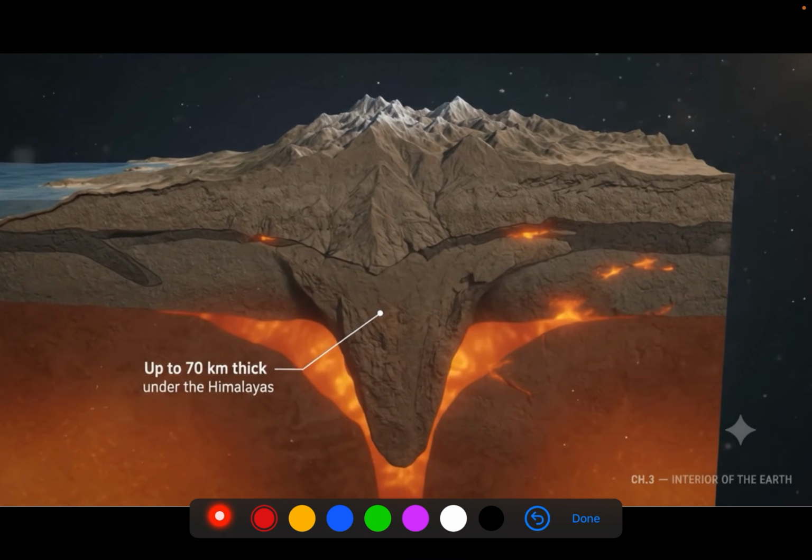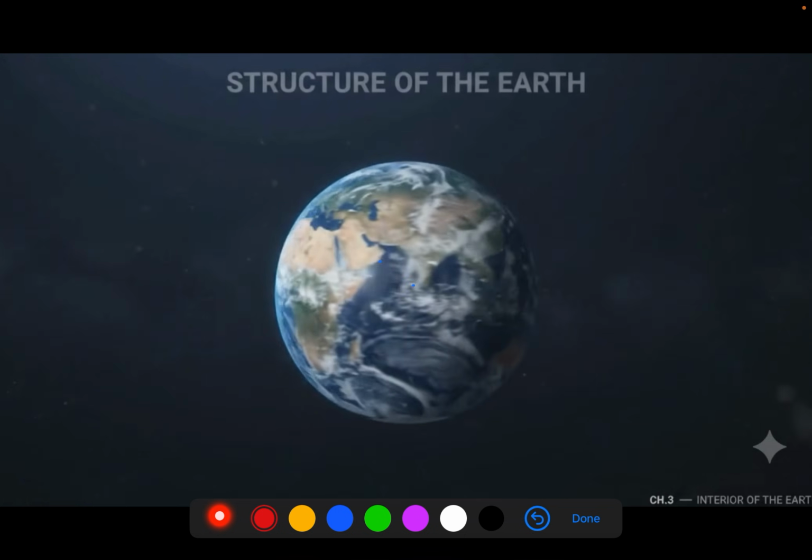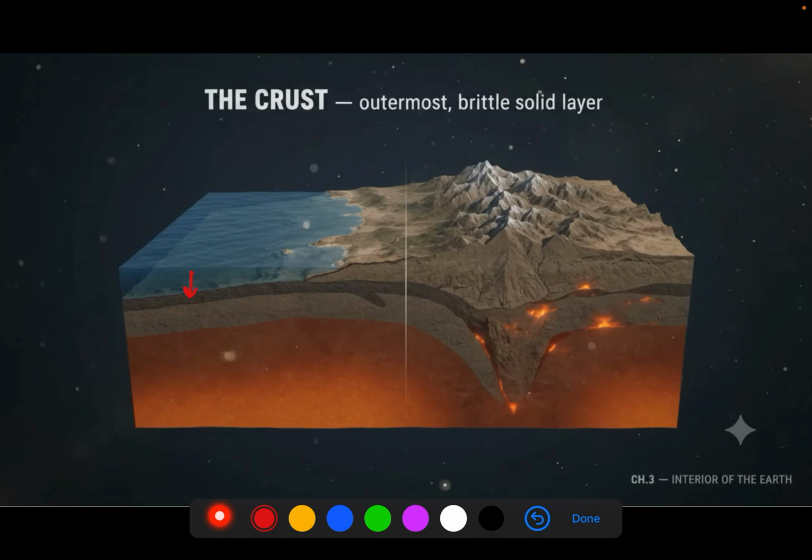Yeah, so in this video you have seen two things: there is oceanic crust and there is continental crust. Let's read upon it further. We have seen that crust is the outermost solid part of Earth. It is brittle, meaning it can be broken into small pieces. The thickness of crust varies under the oceanic and continental areas. We have seen in the video that in oceanic areas the crust is less wide and it is wider in the continental area.